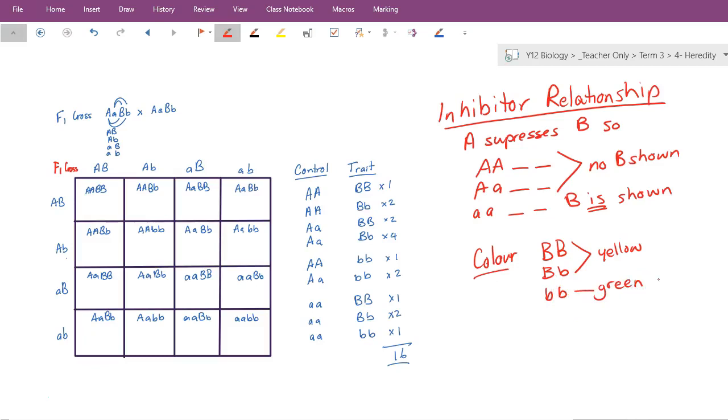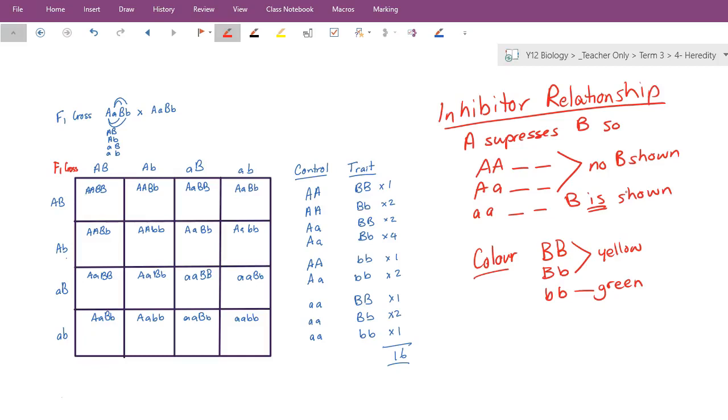Now remember, in these zucchinis the letters are slightly different. I'm just trying to get you to realize that A is the gene that controls, and B is the one that's trying to show its trait, but it's affected by A. The letters will be different when you actually go in and do your different practices, but you have to get in your head which gene is affecting which. In our practices, A always affects B.